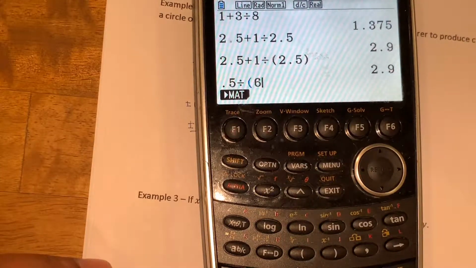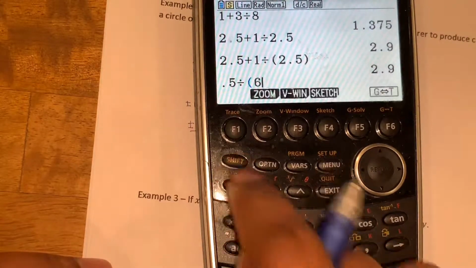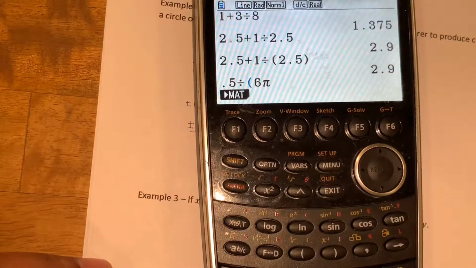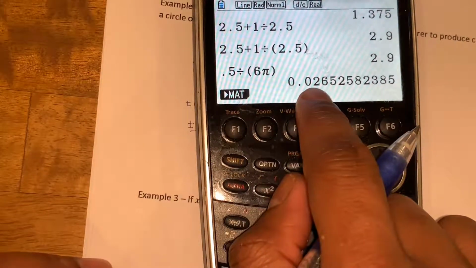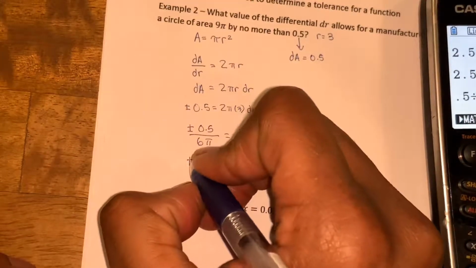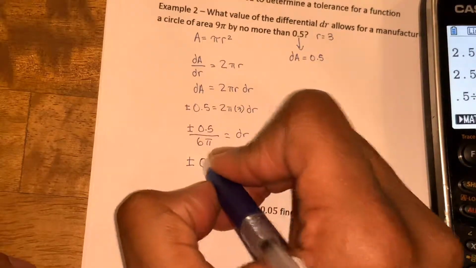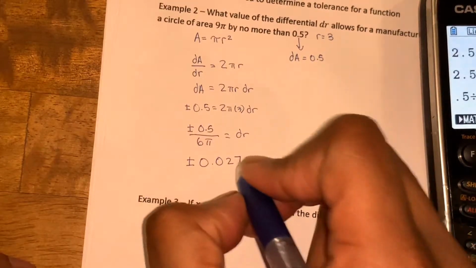in parentheses 6 pi. Where's the pi key on the Casio? I have no idea. Oh, right here. Shift and pi. So that's about 0.027. So plus or minus 0.027.